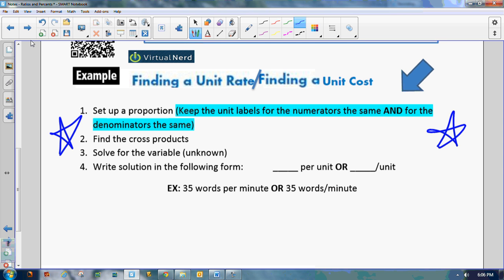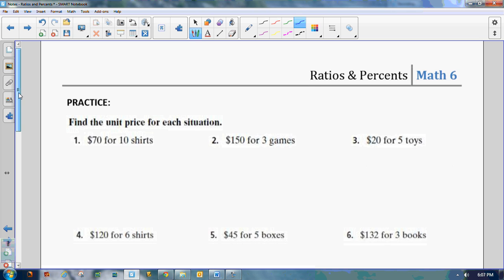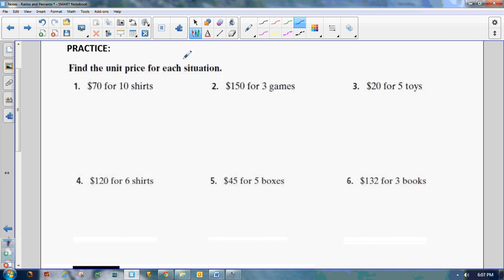So let's take a look here on page 8 of some practice problems. Here in the first 6, we're asked to find the unit price for each situation. Now remember, unit price is for 1. So if we are told that we have $70 for 10 shirts, and we want to know what's the cost for 1 shirt. This is what unit price is asking.